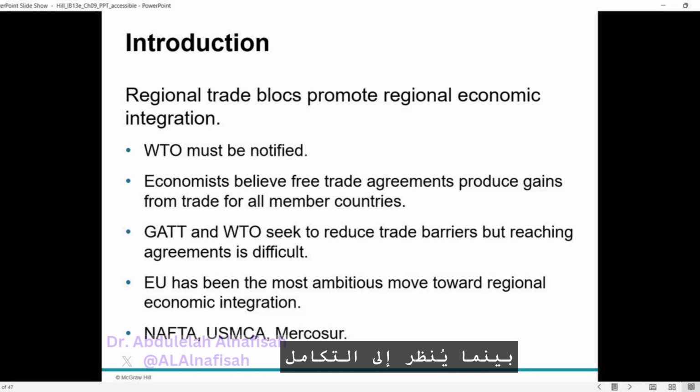While regional economic integration is generally viewed positively, concerns exist about blocs competing with each other, potentially leading to protectionist measures and hindering global free trade.